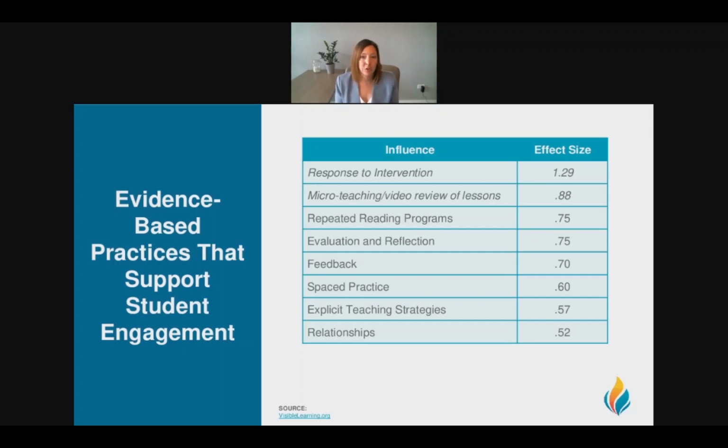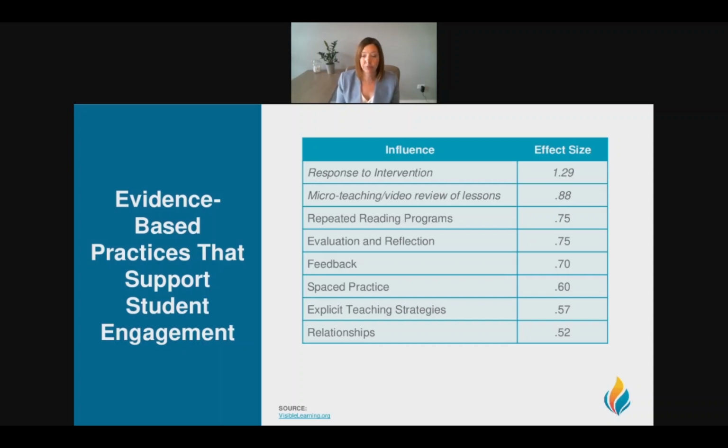Micro-teaching or video review of lessons is another strategy that's really effective. And this gets at teachers' own self-reflection and using videos of their lessons to reflect on and improve their own teaching strategies. And so those are some things from a professional development and system perspective, we can really create infrastructure and support to educators to be able to implement things that support higher student engagement and evidence-based practices at Tier 1.